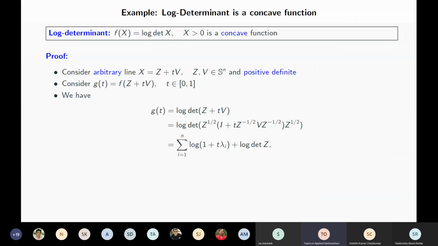Now I have written a few things here that will help. So g(t) is F of Z plus TV, which is log of determinant of Z plus TV. So that's what we have written here. Now we have done some manipulations here. We have taken square root of Z common from both sides, and the square root exists. Why does the square root exist? Because Z is symmetric and positive definite.